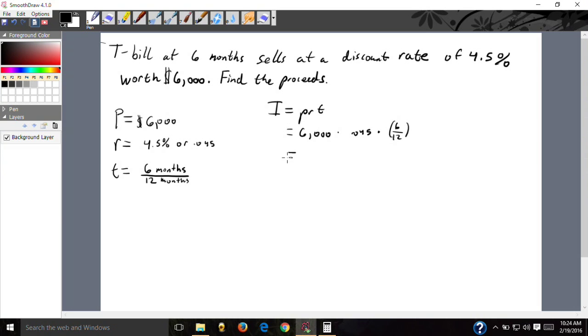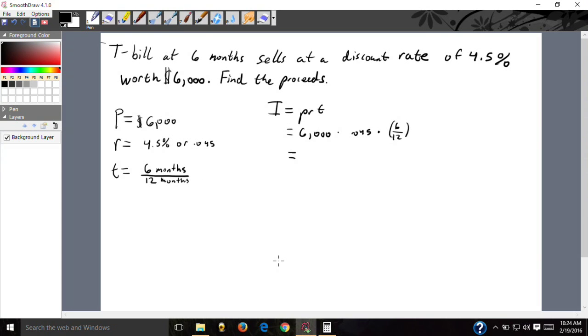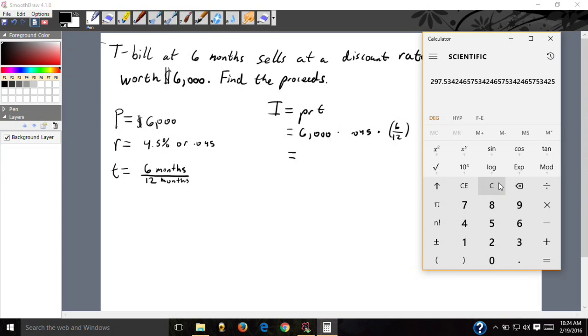Now, let's go ahead and plug those into the calculator. I'm going to get 6 divided by 12, which is 0.5. Multiply that by, let's do that again. 6 divided by 12, multiplied by 0.045. Multiply that by 6,000. I get 135. Okay.